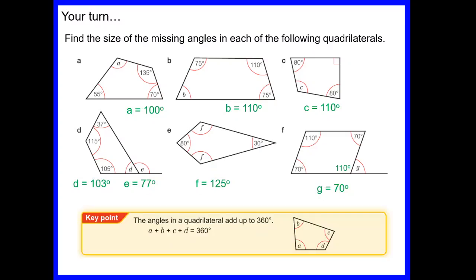Alright, so our key point from this part of the lesson then, the angles in a quadrilateral add up to 360 degrees, so make sure you've made a note of that.